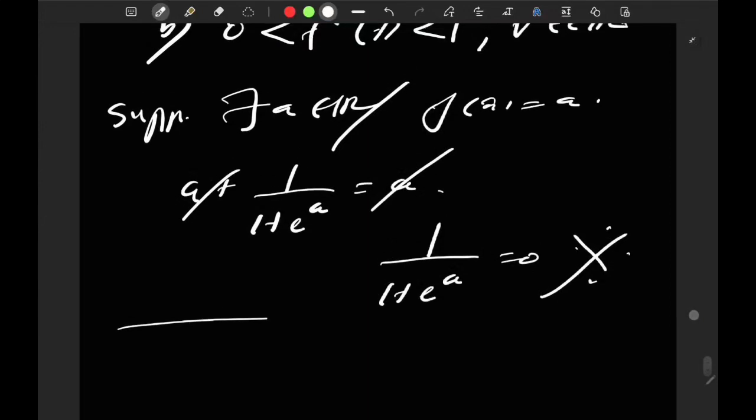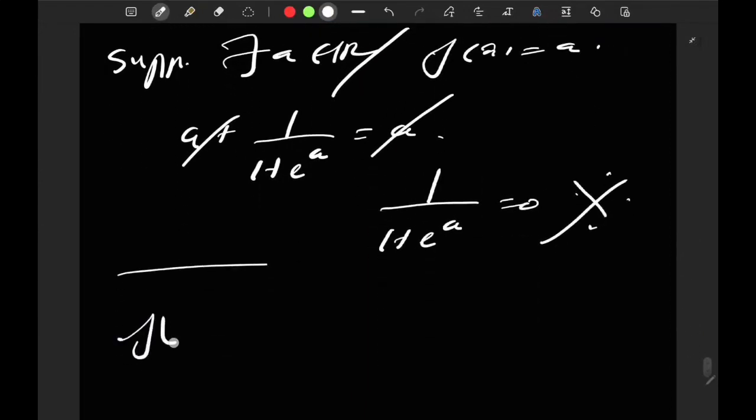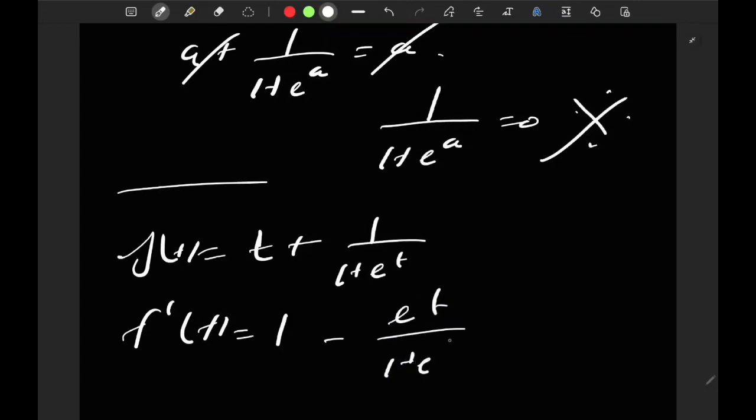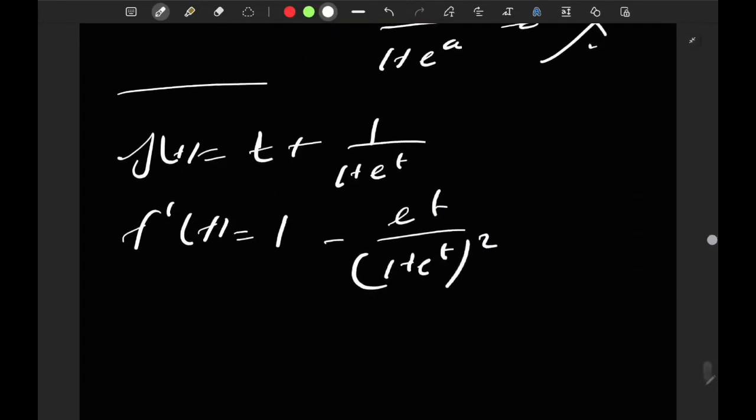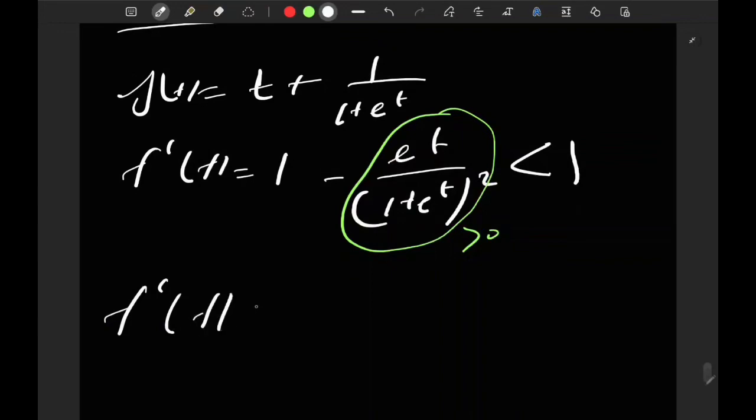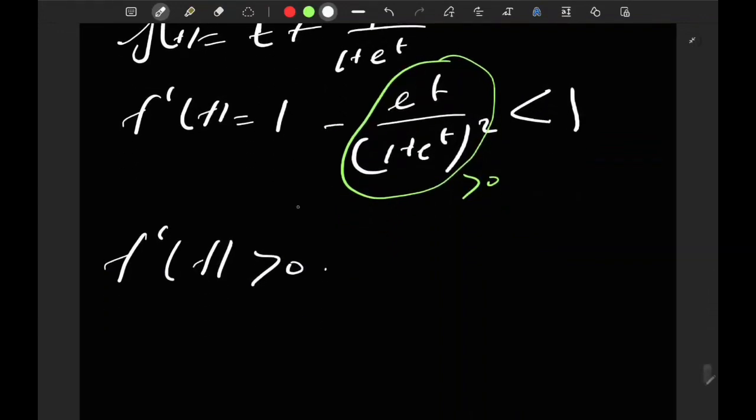For part B, just calculate f prime. f of t again is t plus 1 over 1 plus e to the t. So f prime of t equals 1 minus e^t over (1 plus e^t) squared. This thing is obviously strictly less than 1 because the subtracted fraction is strictly positive. I'm subtracting something strictly positive from 1, so I get something strictly less than 1. Now why is f prime of t strictly bigger than 0? Because this fraction again is strictly less than 1.